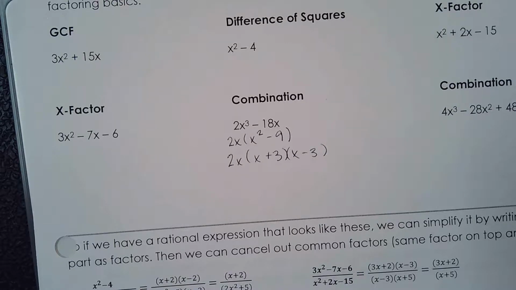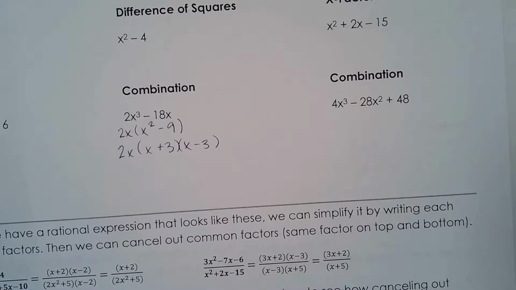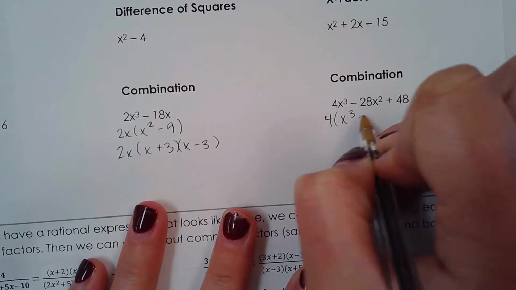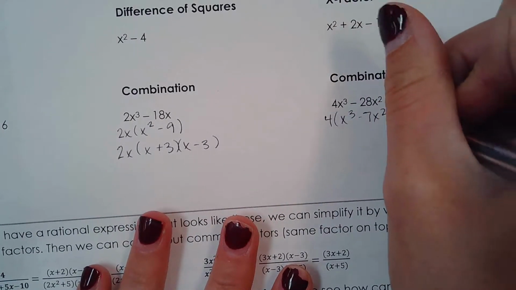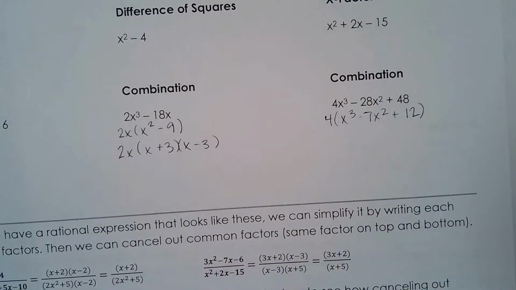Okay, cool. So then look at the next one over here. So we've got 4x cubed minus 28x squared plus 48. Pull out a 4 because you always check for GCF first, right? So we'll pull that out. We're left with x cubed minus 7x squared plus 12. And that's as far as we can go. Is that okay? So we're good with factoring, right?